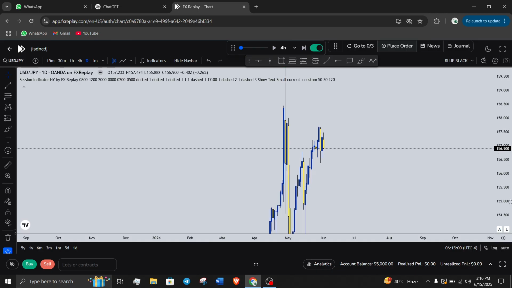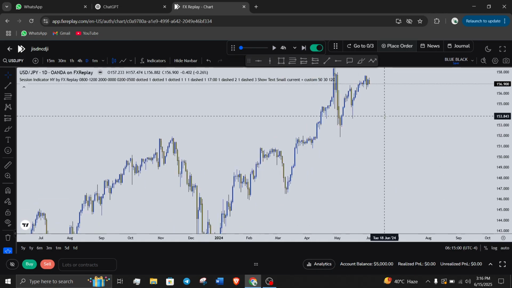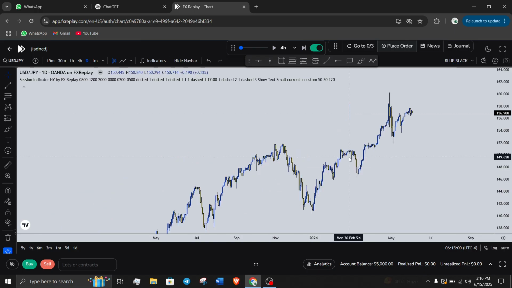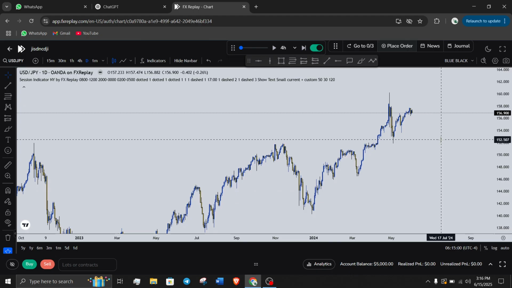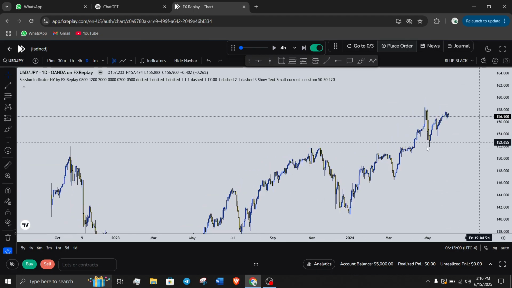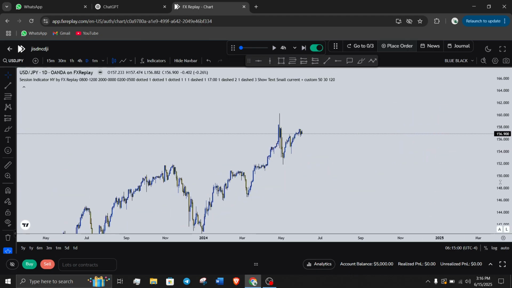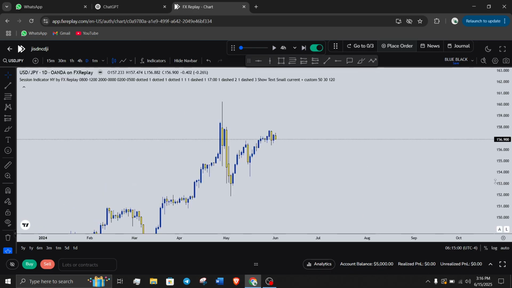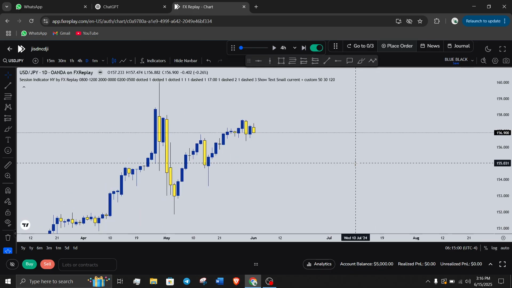Let's do a top-down analysis real quick. Right now we are moving in an uptrend, but we failed, we are yet to make another higher high. I'll just look here and mark my zones.